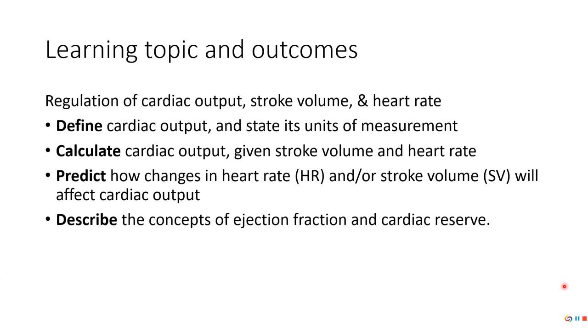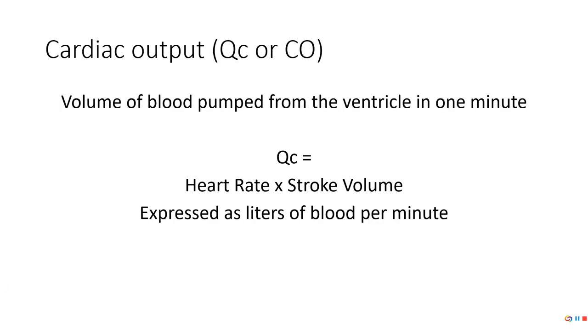So cardiac output is just how much blood leaves your heart every minute. This is essentially measuring the flow of blood out of your heart. So it's measured in liters per minute, so volume per time. All right. And we calculate it by going heart rate times stroke volume. So how often your heart beats times how much comes out with every contraction or every beat.